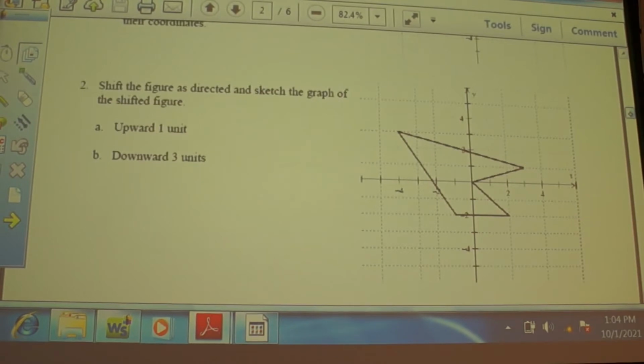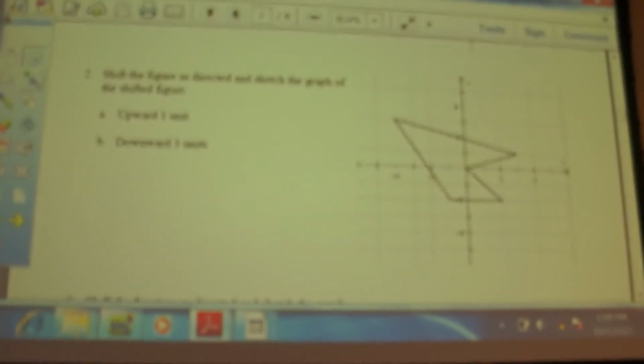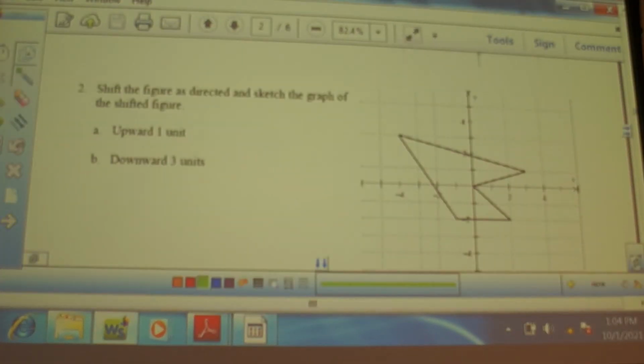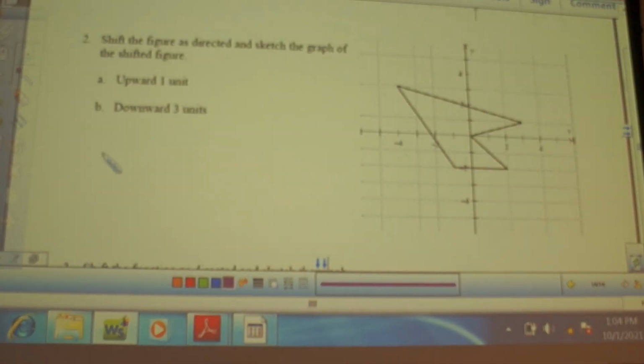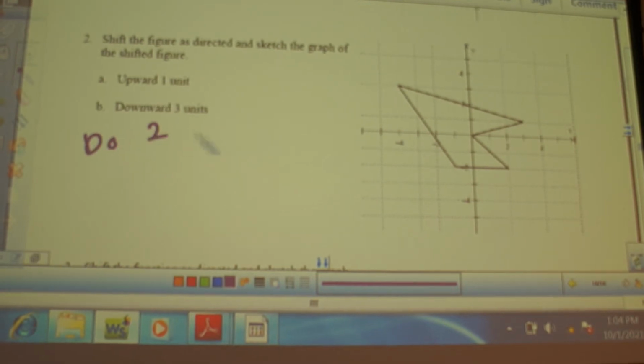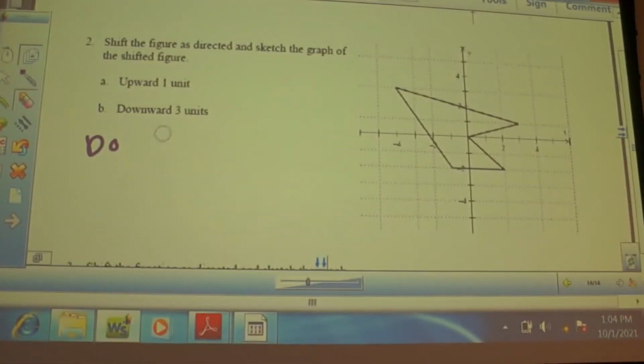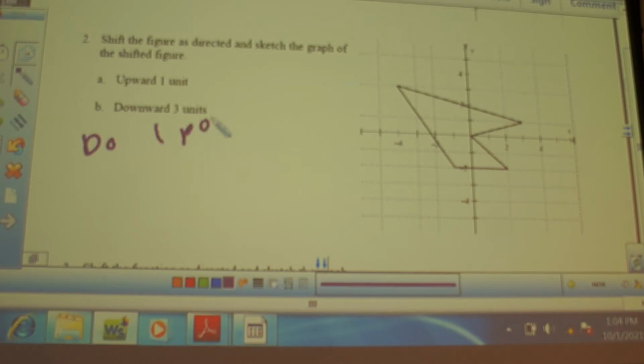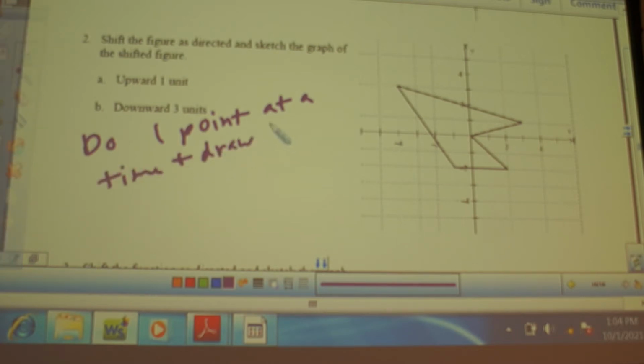We're going to do the same thing only with figures, the whole figure. All right, so here is my clue, my comment to you. Do 1 point at a time and draw the line each time.